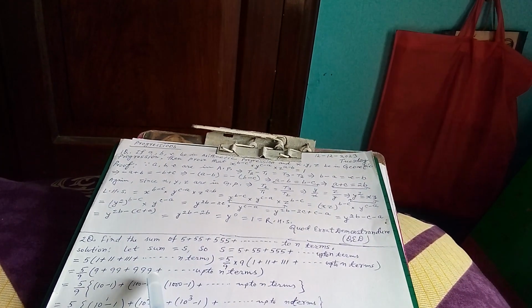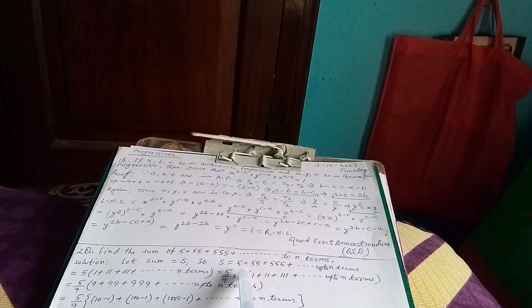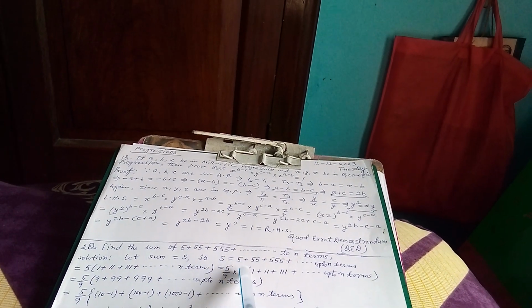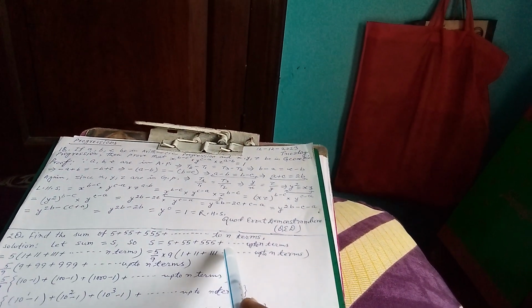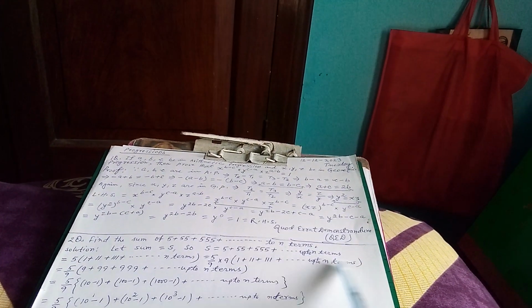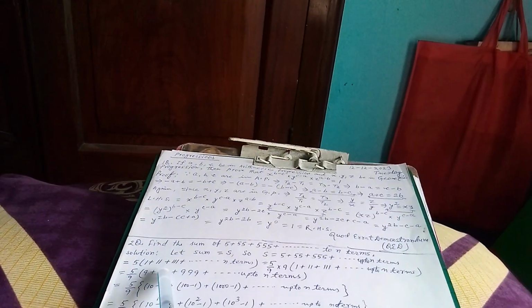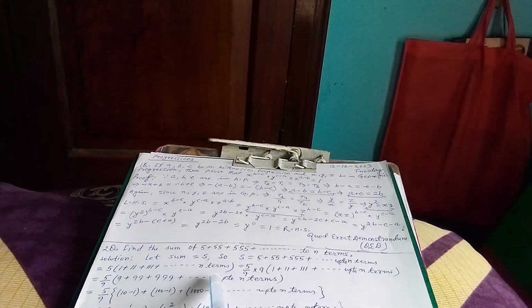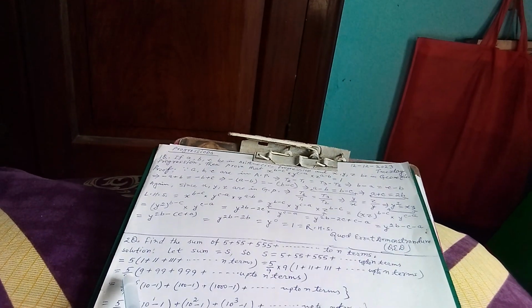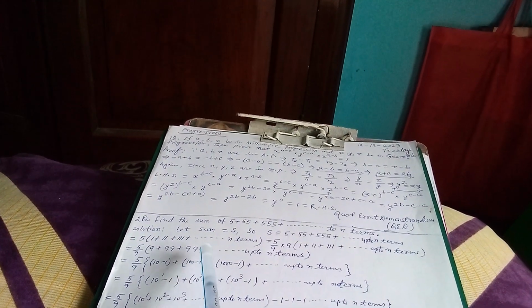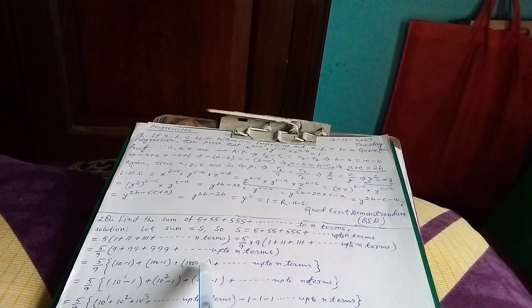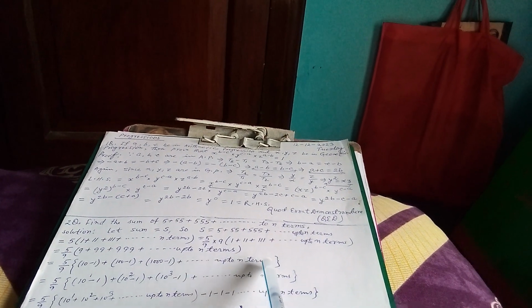And after that we multiply and divide both by 9. So it is 5 by 9 into 9, and in the bracket 1 plus 11 plus 111 plus and so on up to n terms. Then here 5 by 9, and this 9 I am multiplying to all of these. So it becomes 9 plus 99 plus 999 plus and so on up to n terms. Now 5 by 9: this 9 can be written as 10 minus 1, 99 can be written as 100 minus 1, 999 can be written as 1000 minus 1, plus and so on up to n terms.